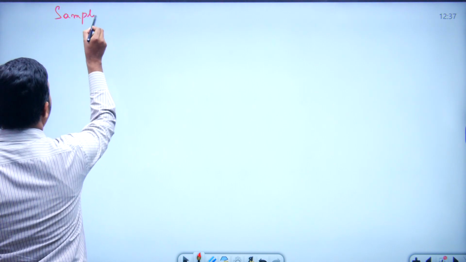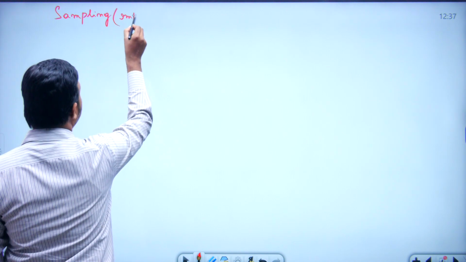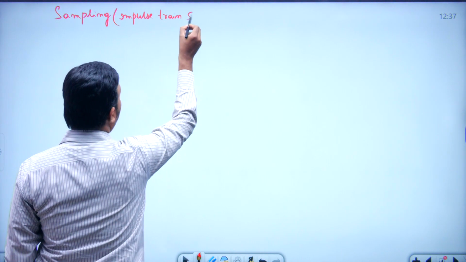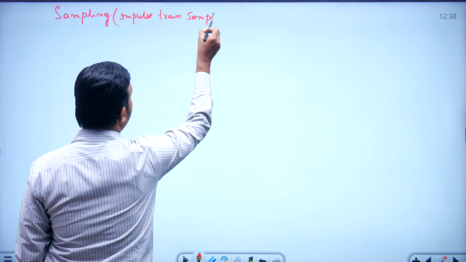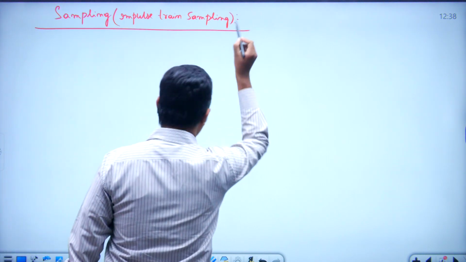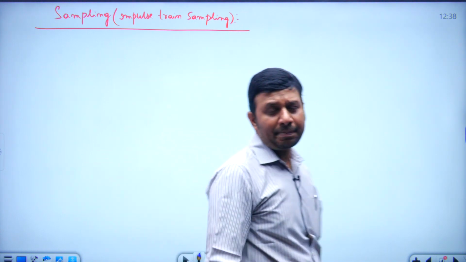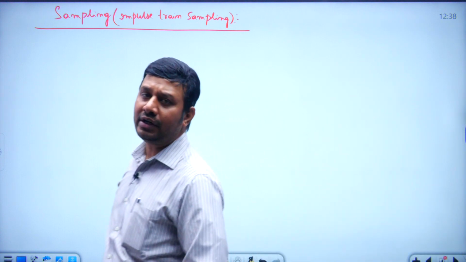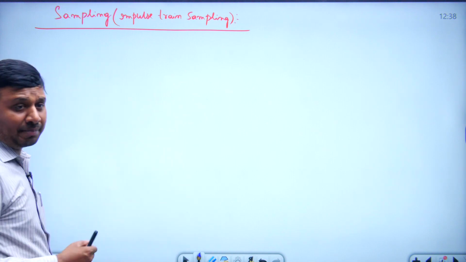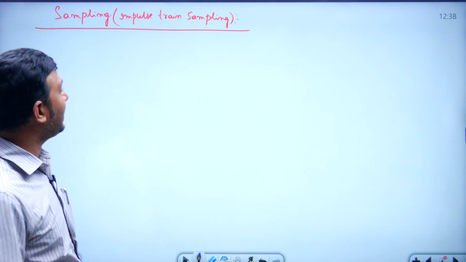And the kind of sampling we are going to discuss here is impulse train sampling. How are we going to explain this impulse train sampling? Observe here. First of all, what is the purpose of sampling? The purpose of sampling is to convert a continuous time signal into a discrete time signal.